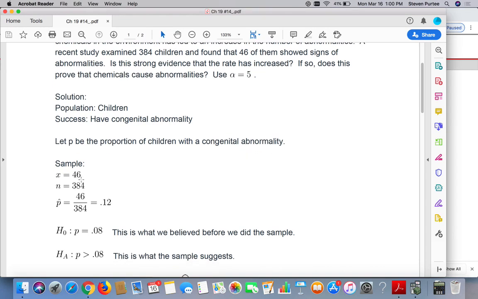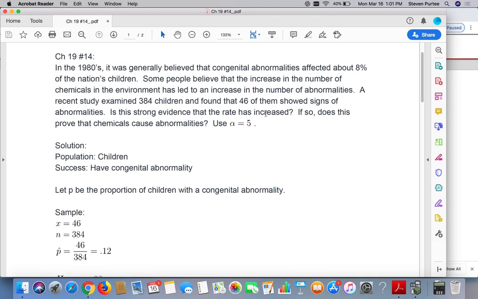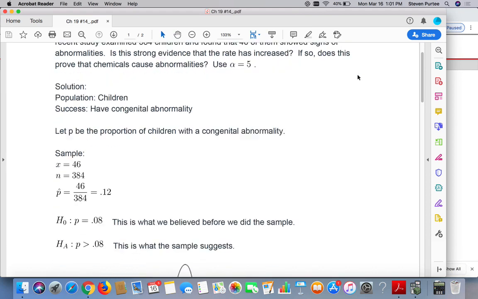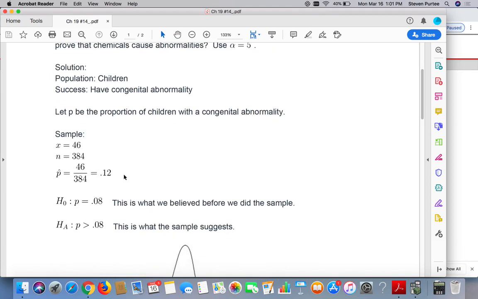We did our sample. The number of successes in the sample was 46. The sample size was 384. So we get a sample success rate of 12%. So we used to believe that 8% of kids have abnormalities, and the sample suggests it may have gone up, possibly up even to 12%.